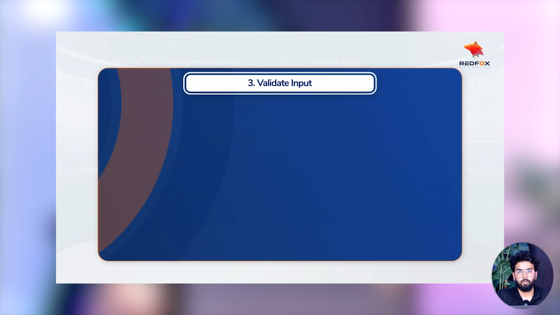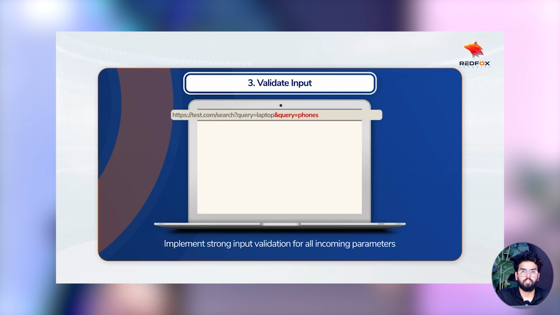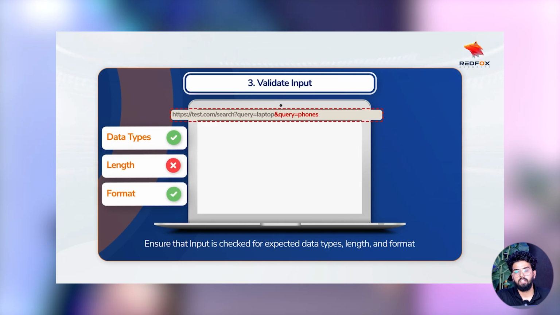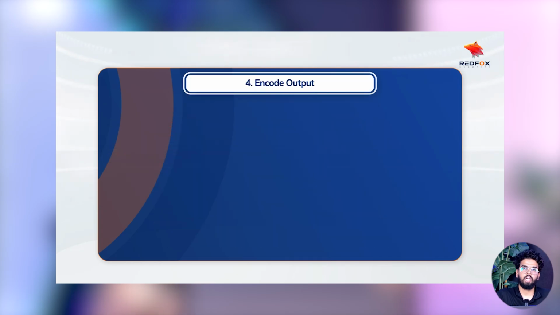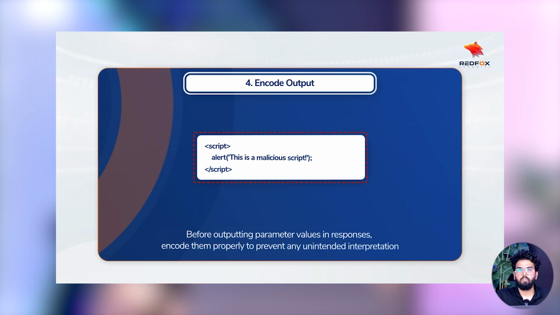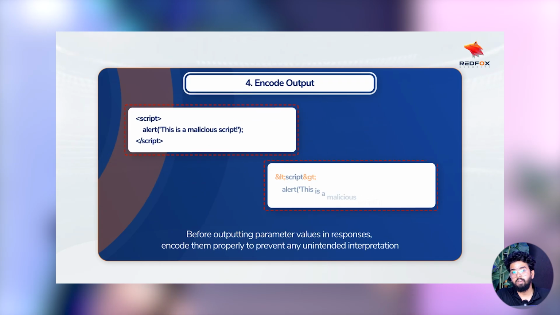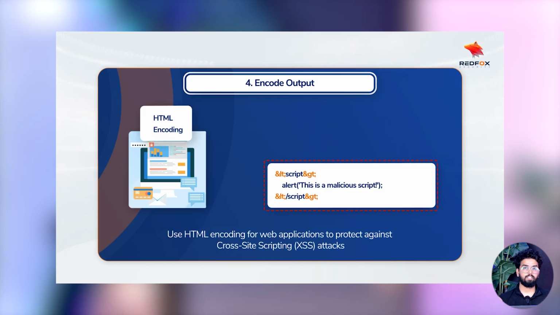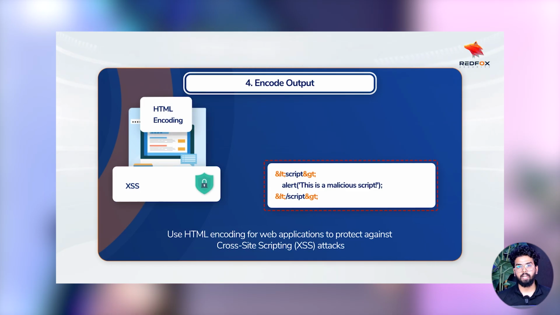Validating the input. Implement strong input validation for all incoming parameters. Ensure that input is checked for expected data types, lengths, and format. Reject and sanitize input that doesn't meet validation criteria. Fourth is encoding the output. Before outputting parameter values in this process, encode them properly to prevent any unintended interpretation. Use HTML encoding for web applications to protect against cross-site scripting attacks.